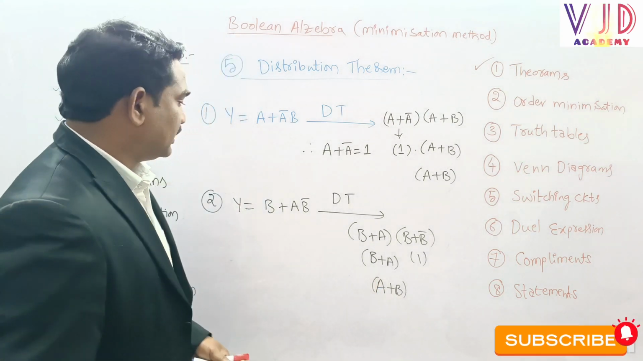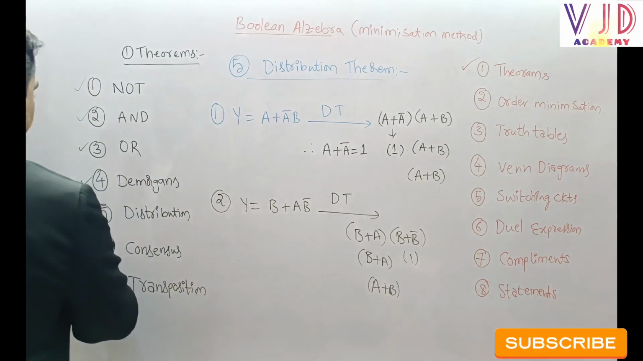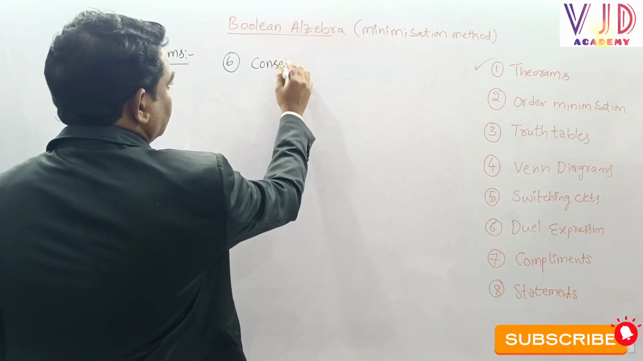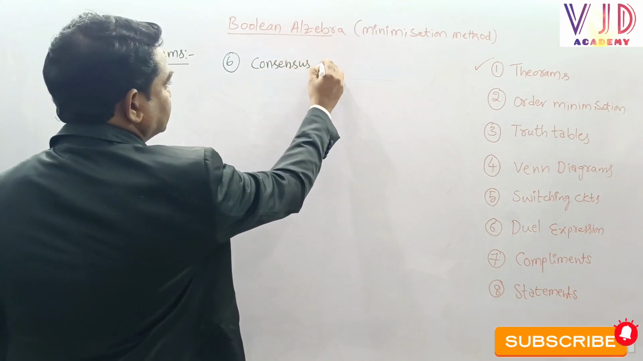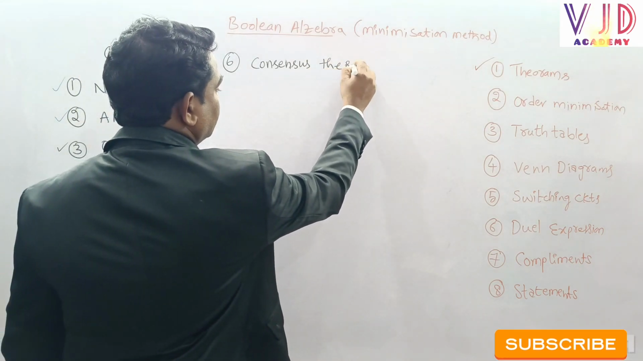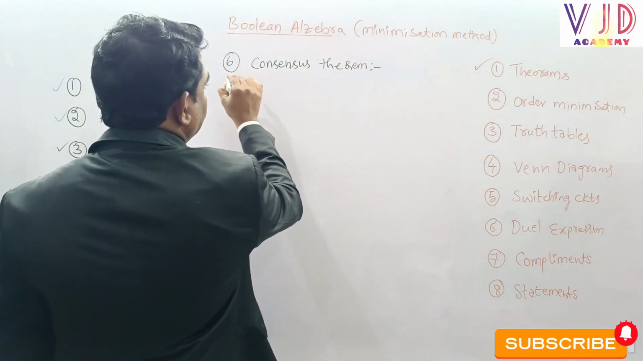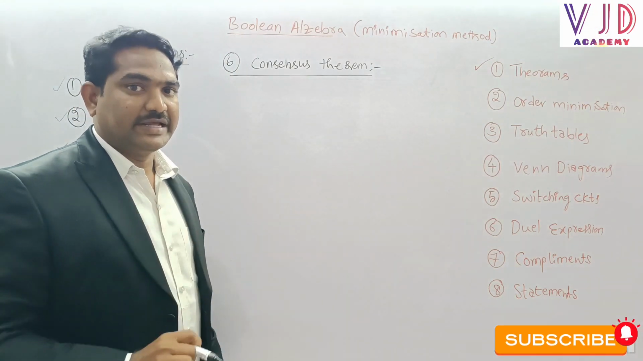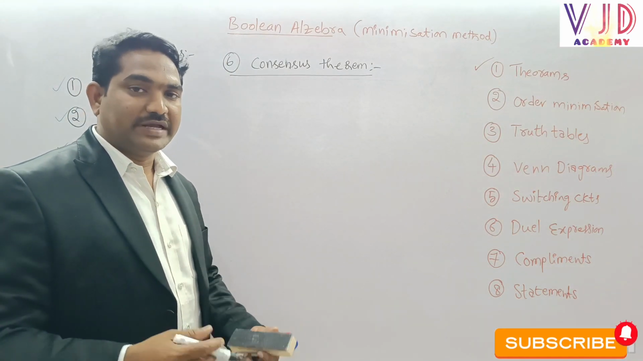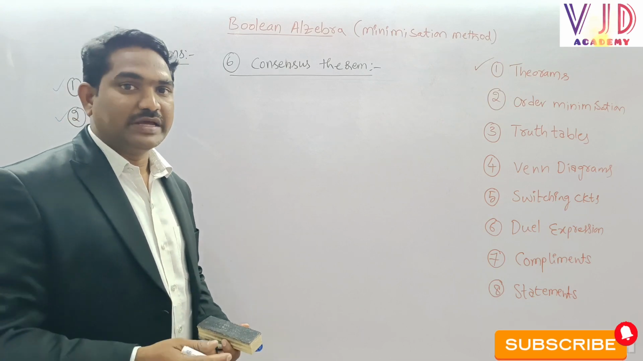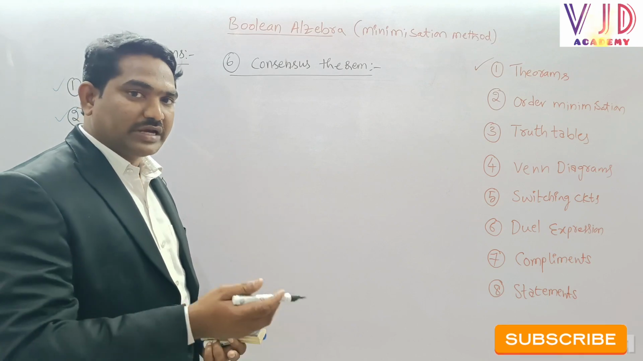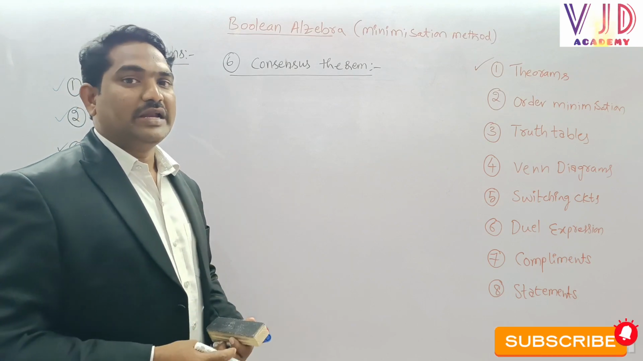And now let us try to understand the next theorem called the consensus theorem. Here we are using one new term called redundant term, or we can say unused term, or eliminated term. Let us try to understand how the redundant term will be identified.